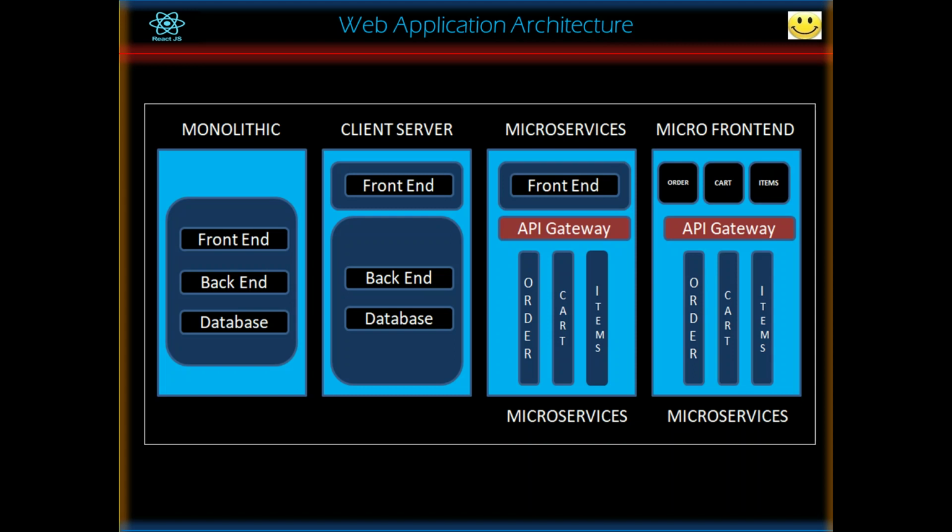The front-end interacts with microservices through the API gateway. In micro front-end, order, cart, items are all micro front-ends. They interact with the order, cart, item microservices through the API gateway. The order micro front-end interacts with the order microservice through the API gateway. Similarly, the other micro front-ends interact with their respective microservices through the API gateway. Let us now see in detail.